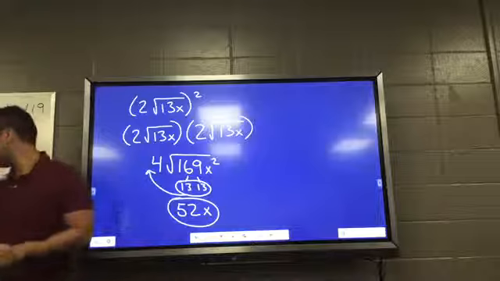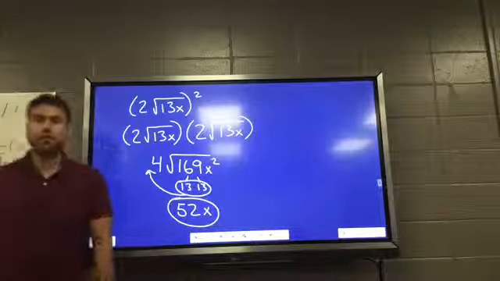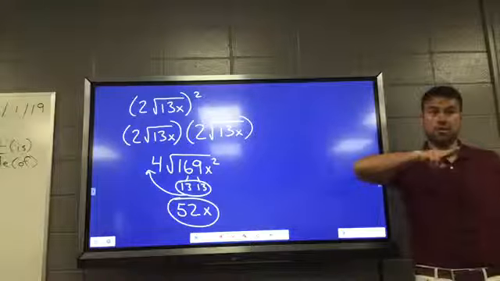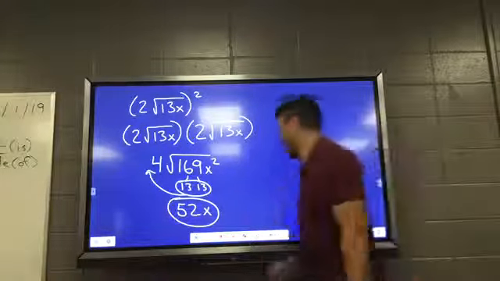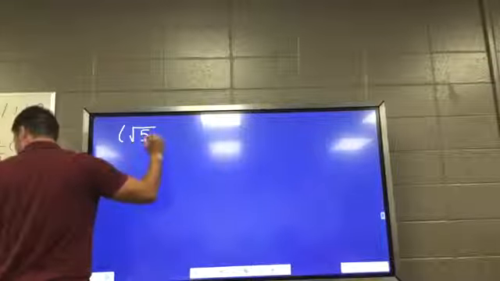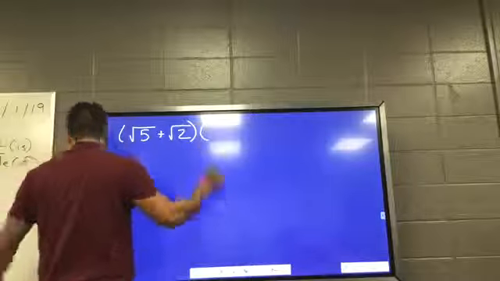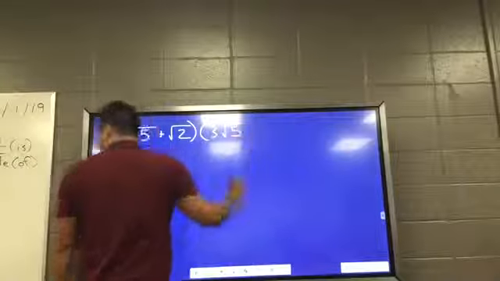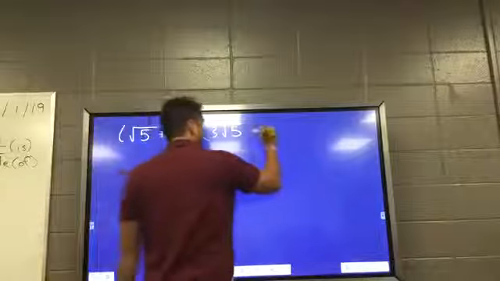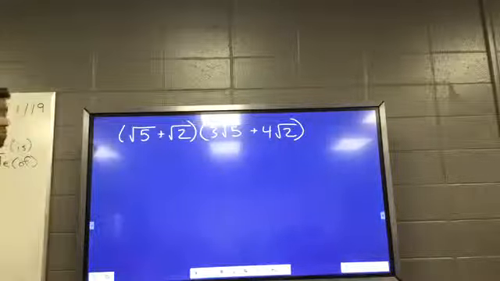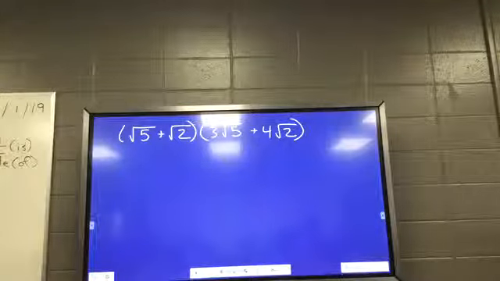Okay. Do number 4. Number 4 is not the same problem. Number 4 has 2 binomials. So I have the square root of 5 plus the square root of 2, times 3 times the square root of 5 plus 4. When you're doing this, do the 3 square root of 5, are they together? Can you help?